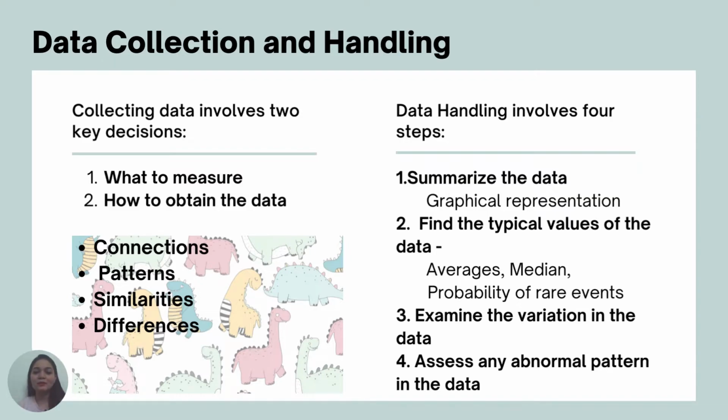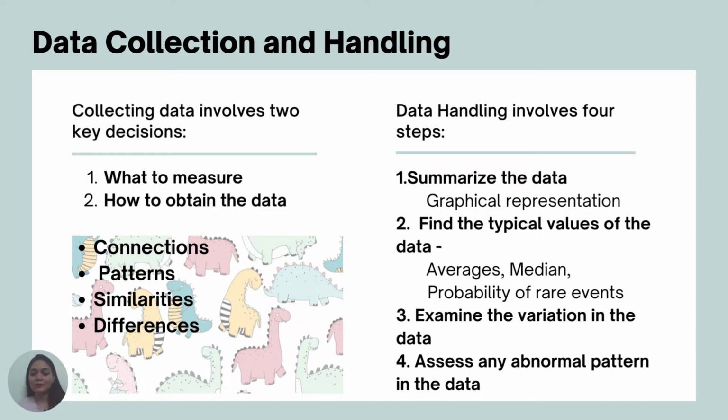So, data handling can be summarized into four processes. First one being summarizing the data, and this is the primary tool for any handling. We can use graphical representation, and that does wonders in describing the most salient features of the data.